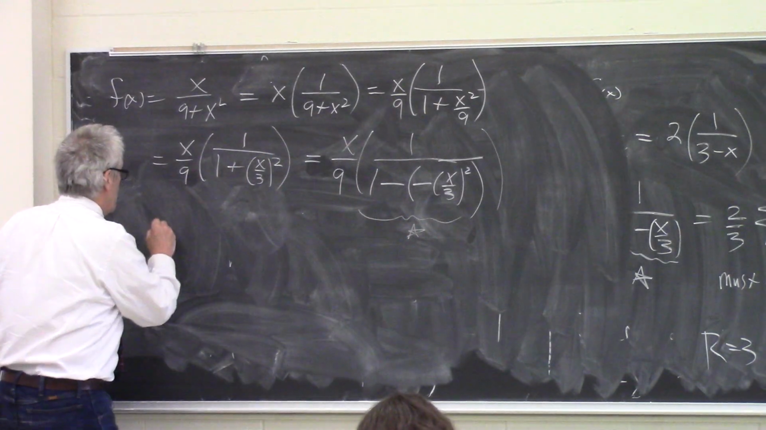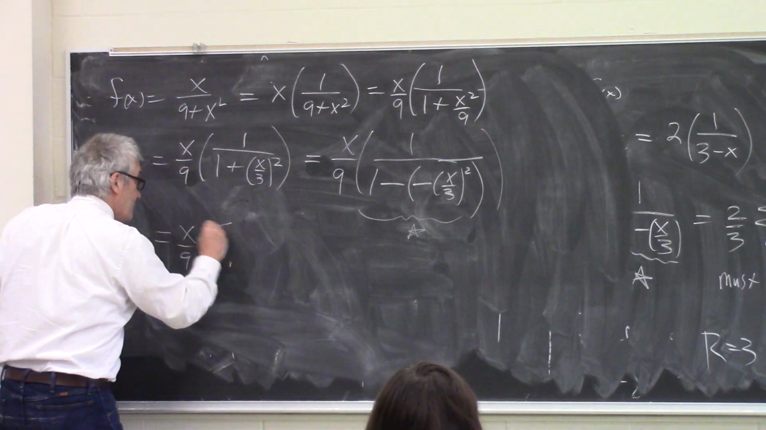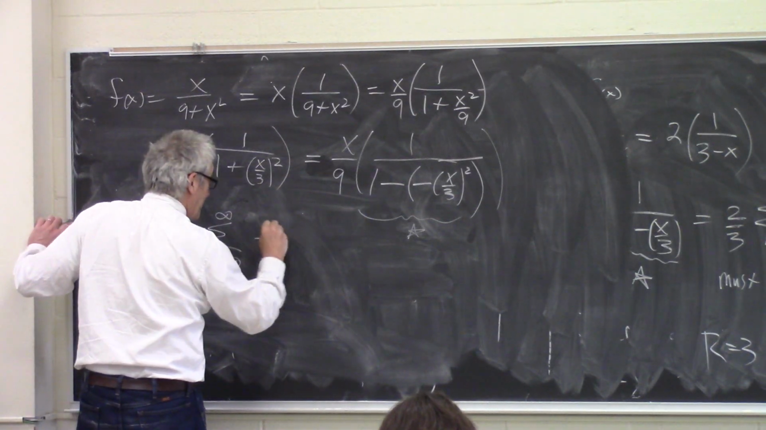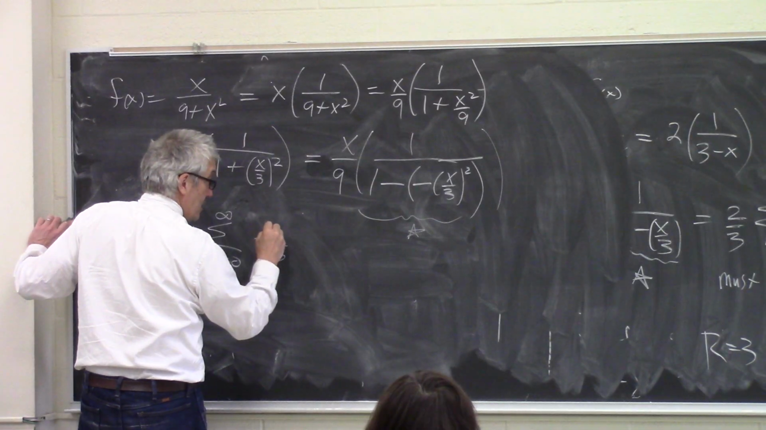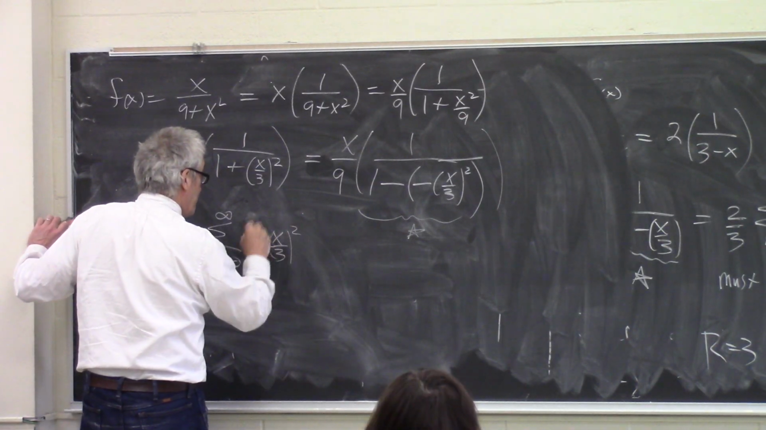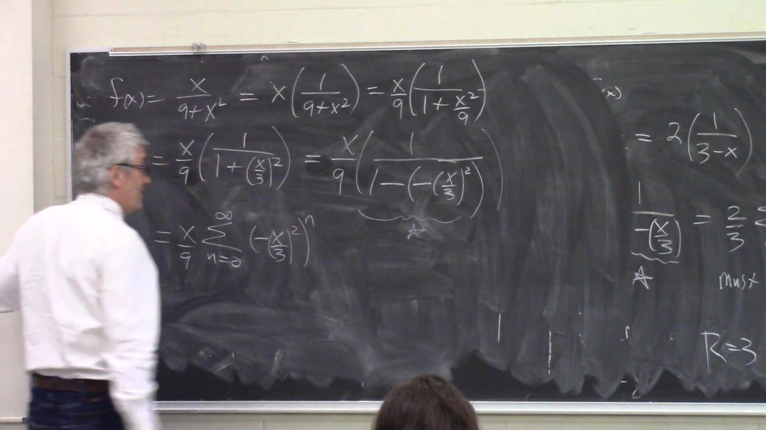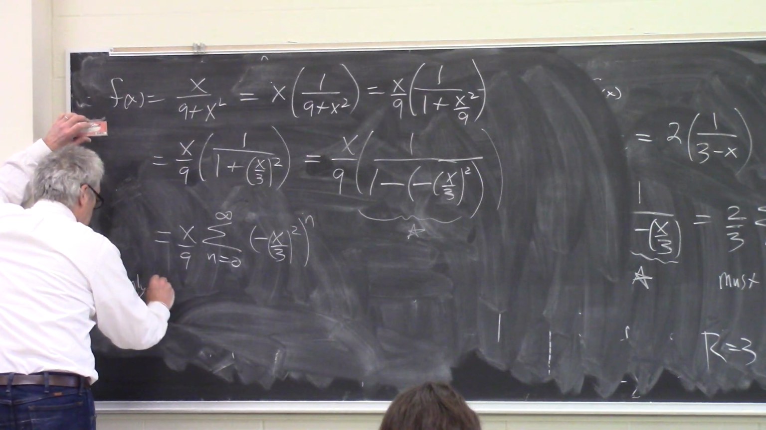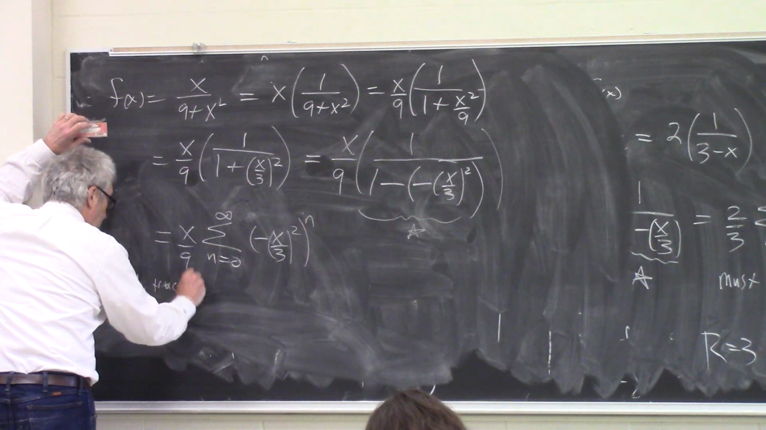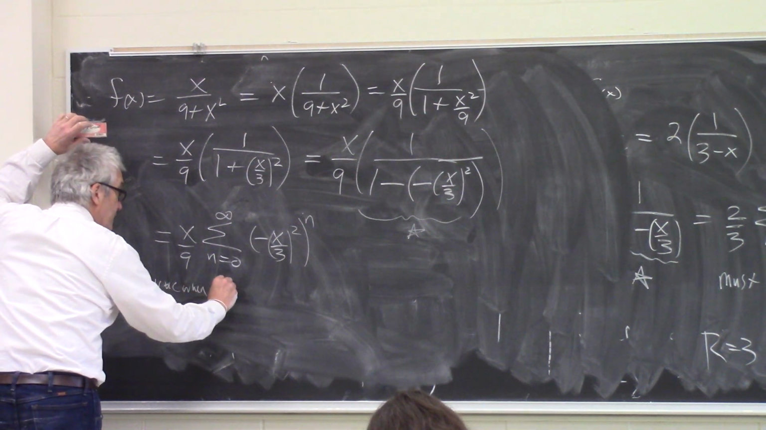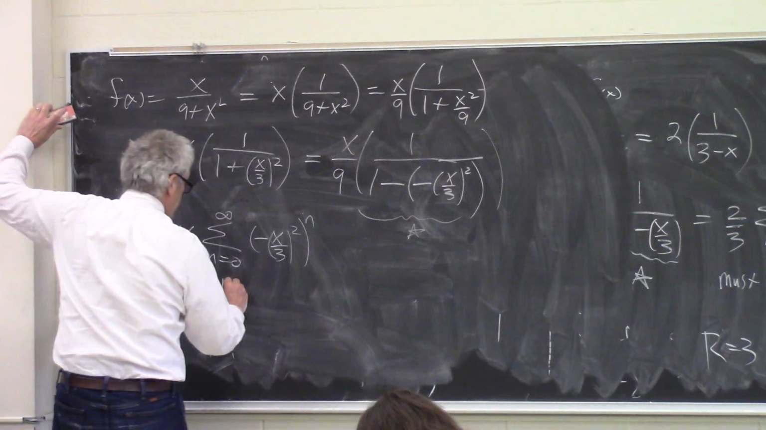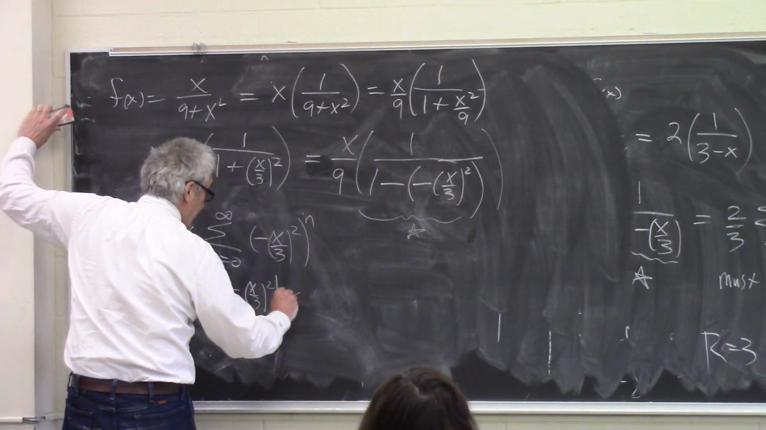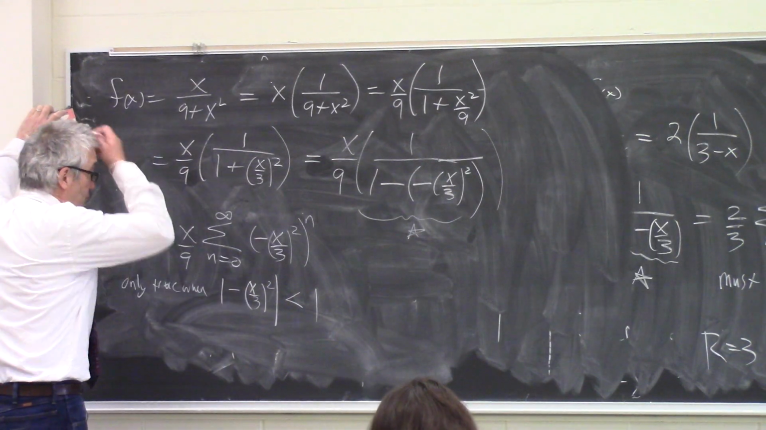So this is x over 9 times the sum as n goes from 0 to infinity of minus x over 3 squared, and all that's raised to the nth power. And this is only true when the absolute value of the thing inside, so minus x over 3 squared, that value has to be less than 1.